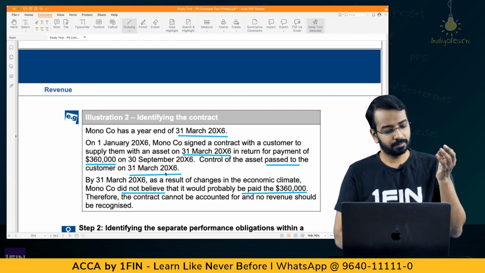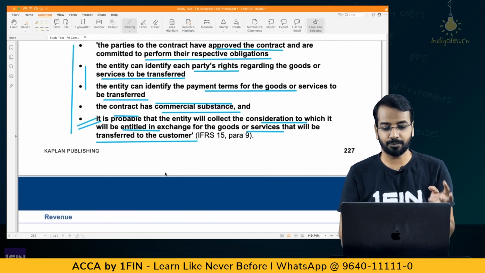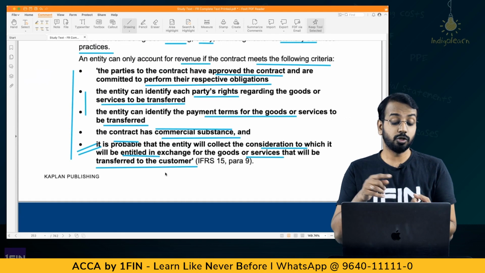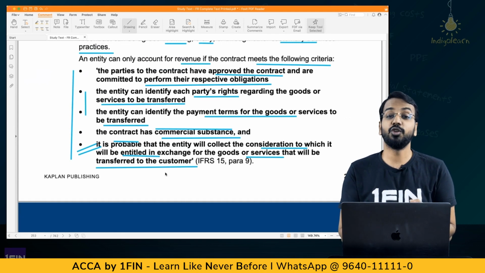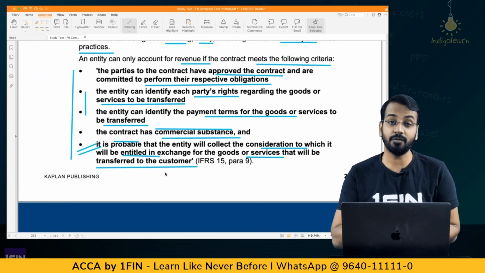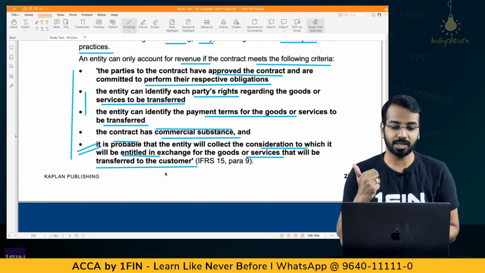So we have understood the 5 steps. And under the first step, we have understood that there must be a contract. Parties must have approved the contract. You must know what is the good, what is the service. You must know what is the payment term. There must be commercial substance, and there must be a probability of collection, more than 50% chance, right?